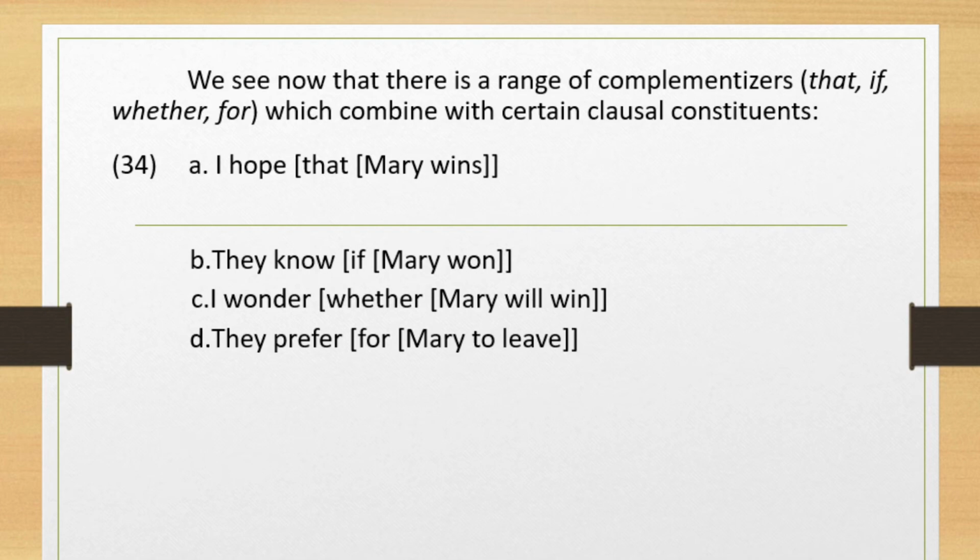What the complementizer cares about is not what the subject is or what the VP is, but what the tense is. Like in number 37, they hope that Mary will win. They hope that Mary won. They hope that Mary wins. They hope that Mary to win.